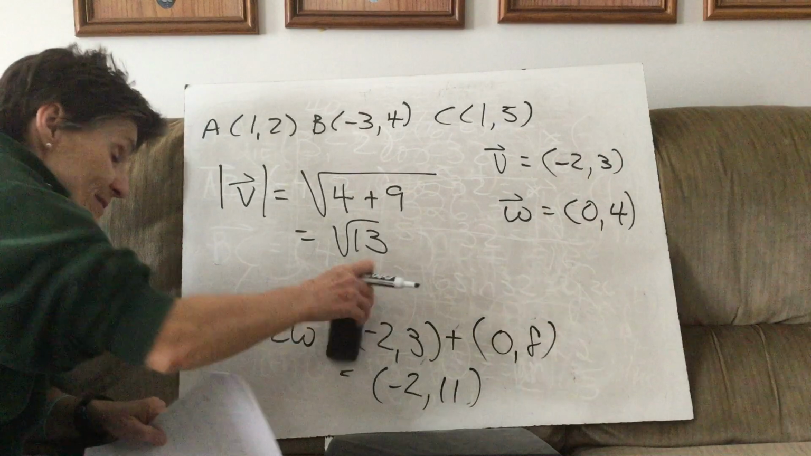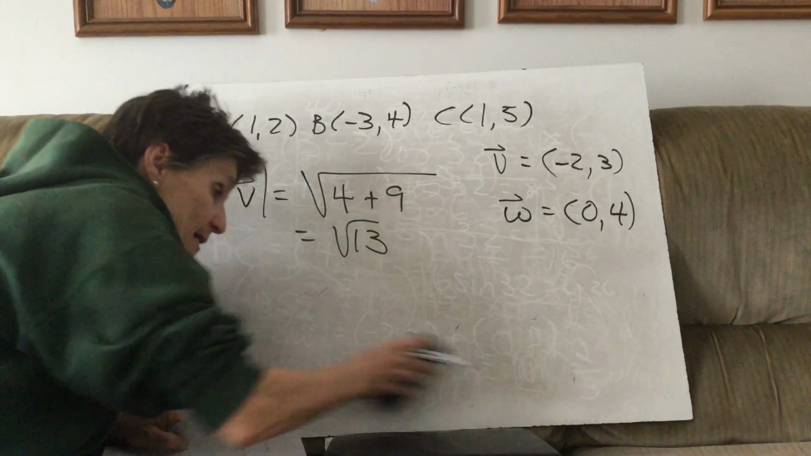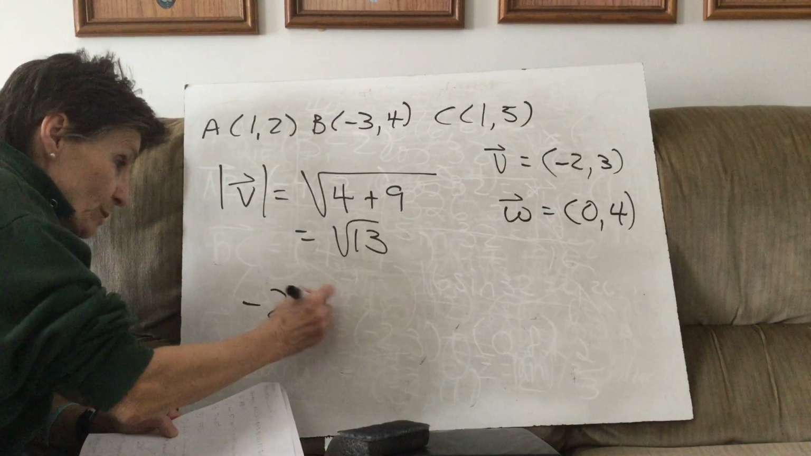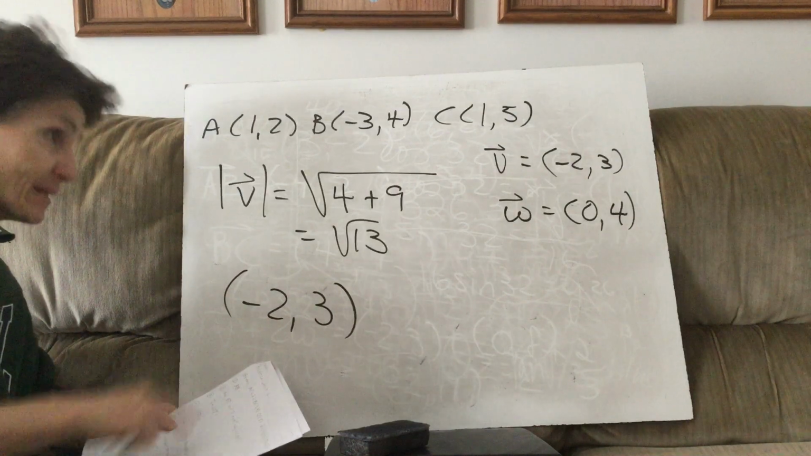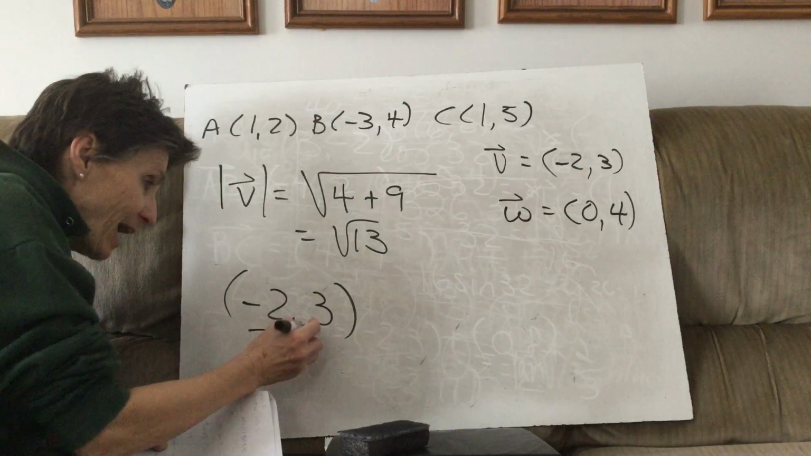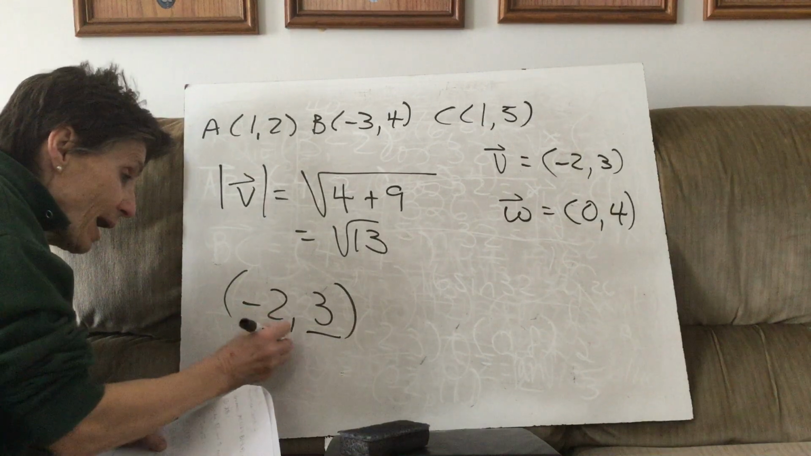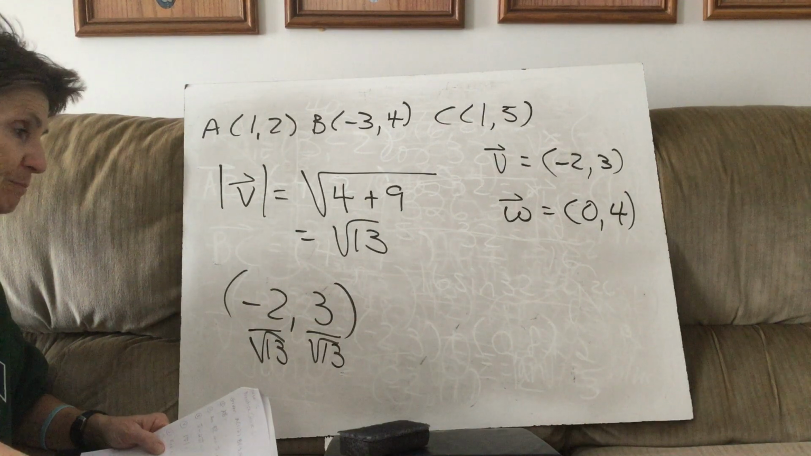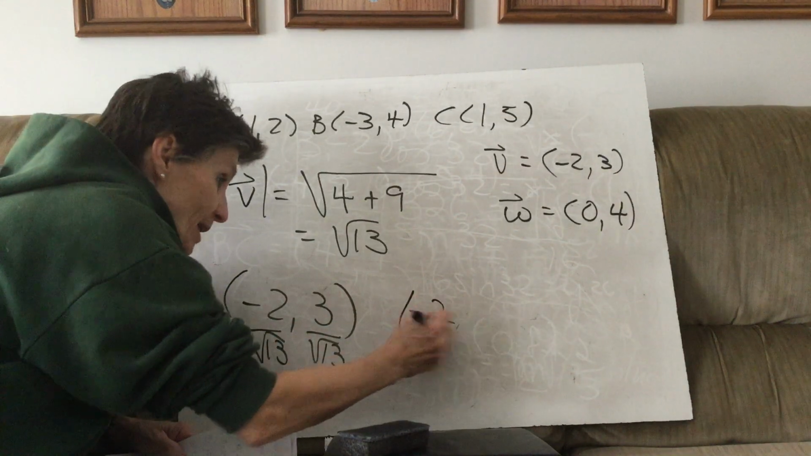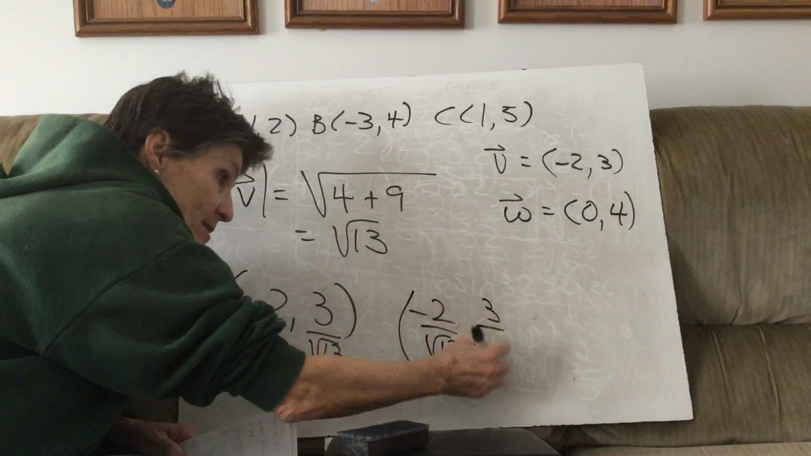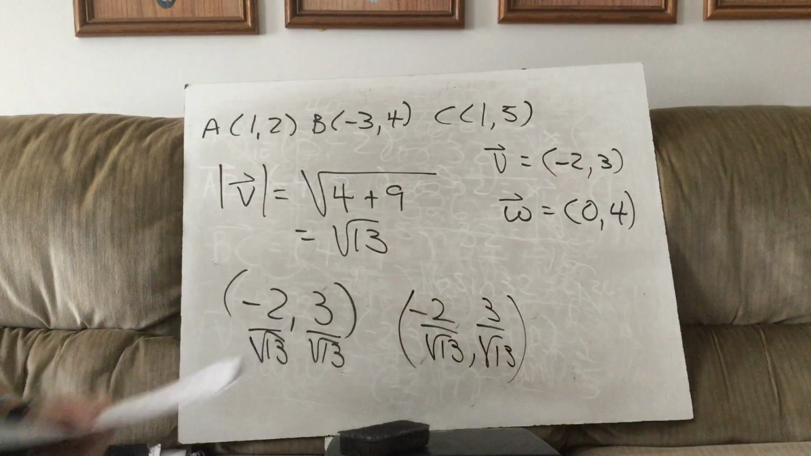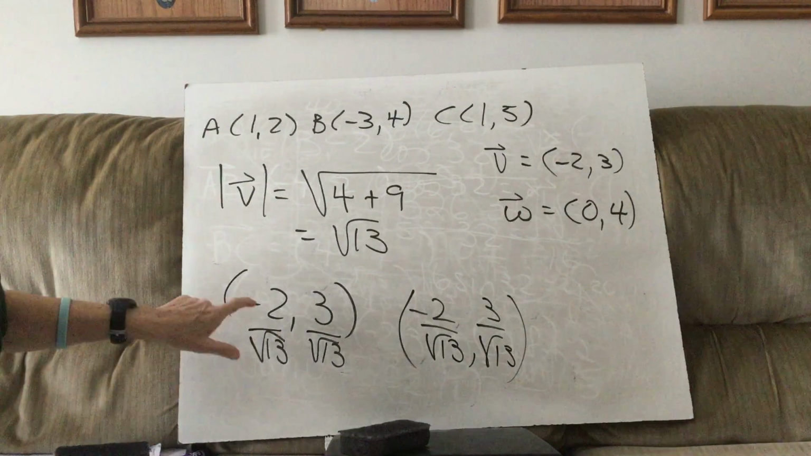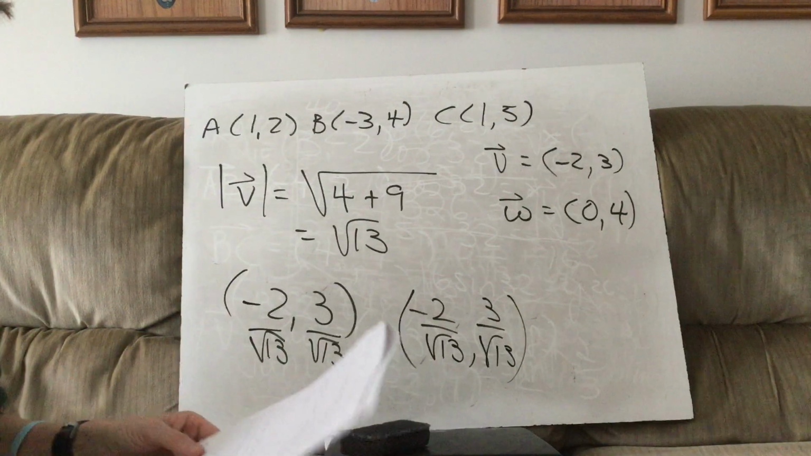Now, number 5 is actually simple because we have everything we need. Remember, to find a unit vector, you take your original vector, which is -2, 3. That's our original V. And you divide each coordinate by the magnitude of the vector, which we already figured out was root 13. So our answer, there's no simplifying necessary. So this is our answer. We're done. That's it. To find a unit vector, you simply divide each coordinate of the original by the magnitude.